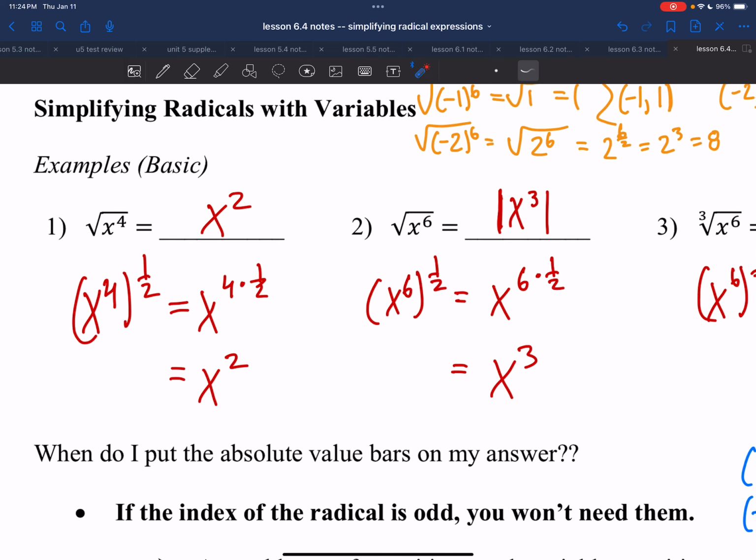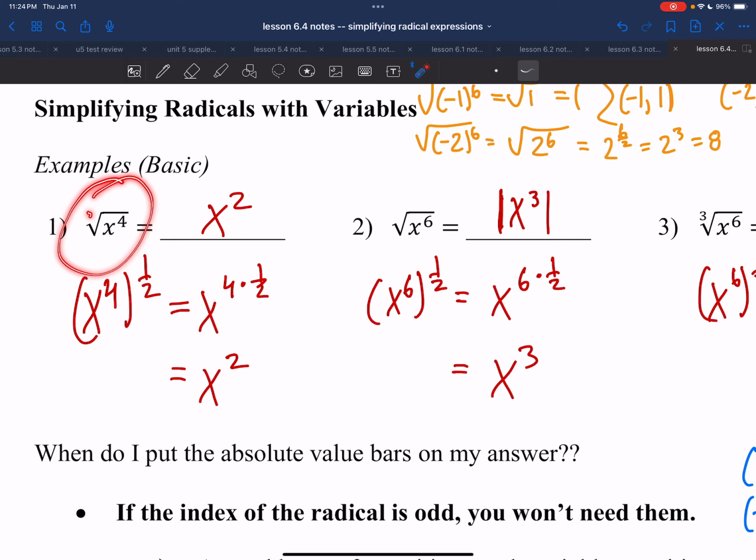And so you can see this example here. This is a square root, so this is an even root, but the power is even, which means it's always positive, so I don't need absolute value.